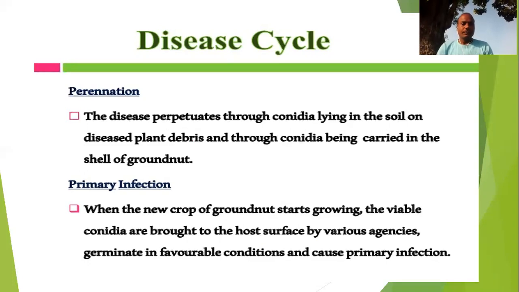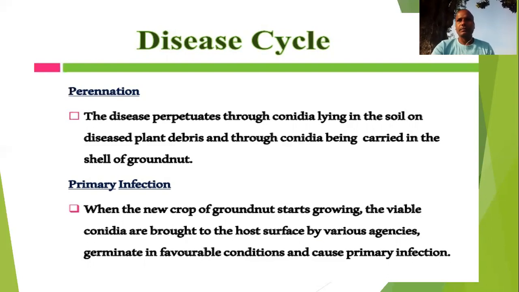Then another is primary infection. When the new crop of groundnut starts growing, the viable conidia are brought to the host surface by various agencies, germinate in favorable conditions and cause primary infection. Then after the full growth of the plants, at 2 to 3 months, the pathogens are active and slowly present on the leaf.